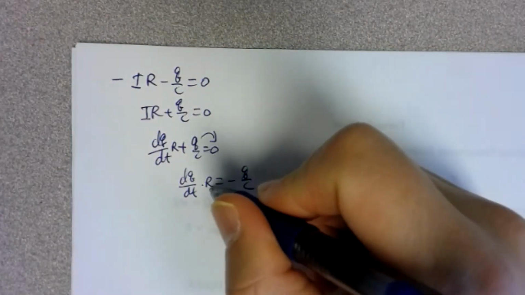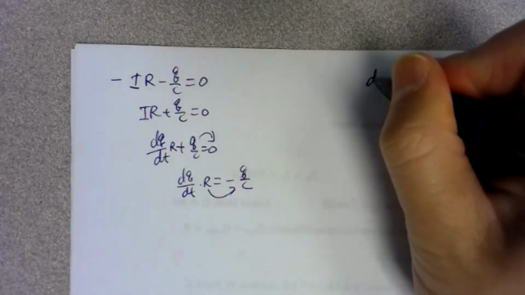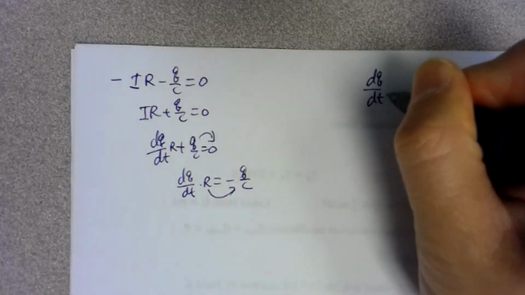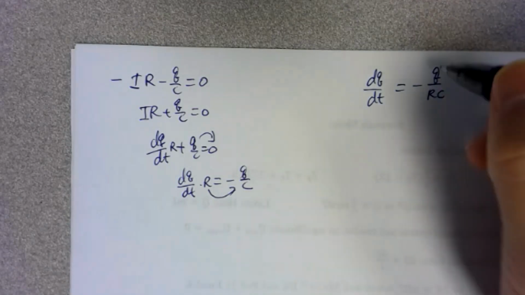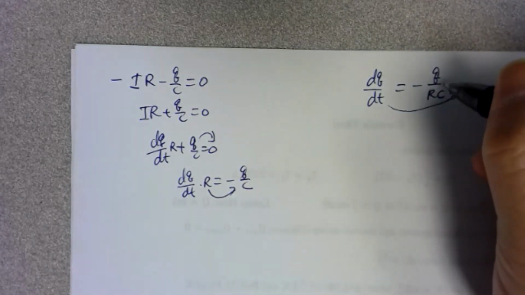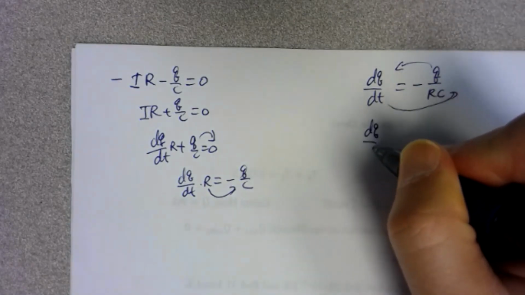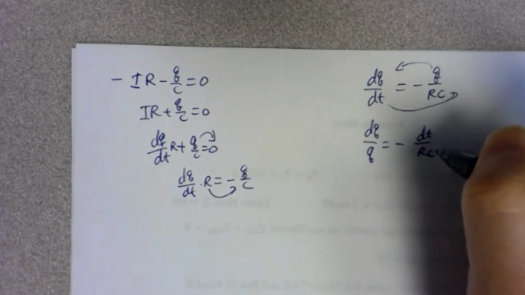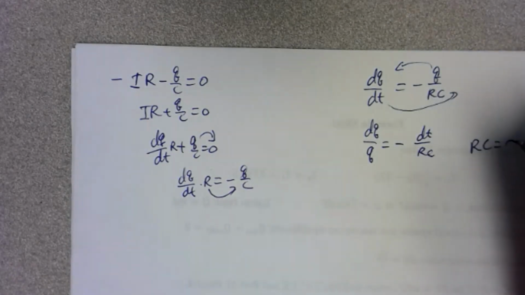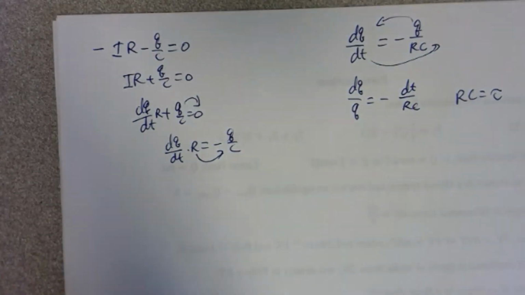Okay, so this guy now goes to the other side. So you'll have dq over dt equals minus q over RC. Then move this over to the other side. You'll have dq over q equals minus dt over RC, where again RC is equal to tau. Then you can integrate both sides of the equation.